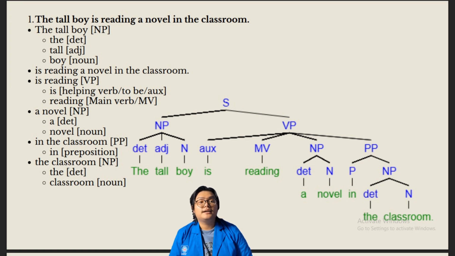In the NP, "the tall boy," there is the article, the adjective tall, and boy as a noun. In the VP, it consists of "is reading": "is" is an auxiliary verb and "reading" is the main verb. Also "a novel" here is an NP, with the article "a" and the noun "novel." "In the classroom": "in" is a preposition and "the classroom" is a noun phrase, with the article "the" and "classroom" as a noun. And here is the syntactic tree, guys.